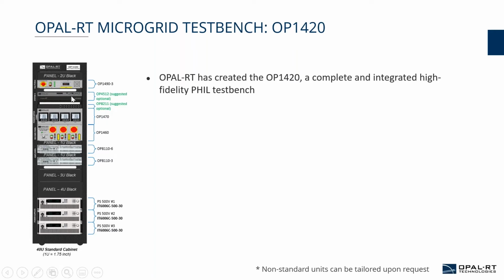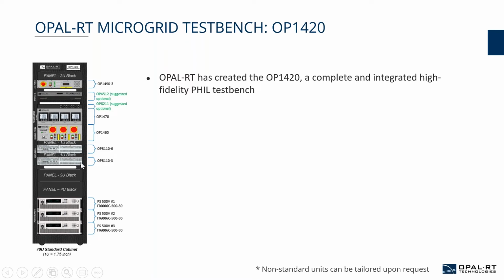As I explained in the earlier slide, a power hardware in the loop simulation is possible if you have a real-time simulator, which is shown here as an OP-4512, which is where your simulation model runs, and you have a power amplifier, which essentially translates simulation model behavior to real voltages, which can be connected to an external equipment.